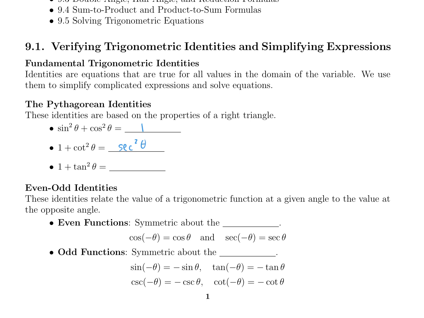And if you divide everything by cosine squared, you will get tangent squared plus 1 is equal to secant squared.